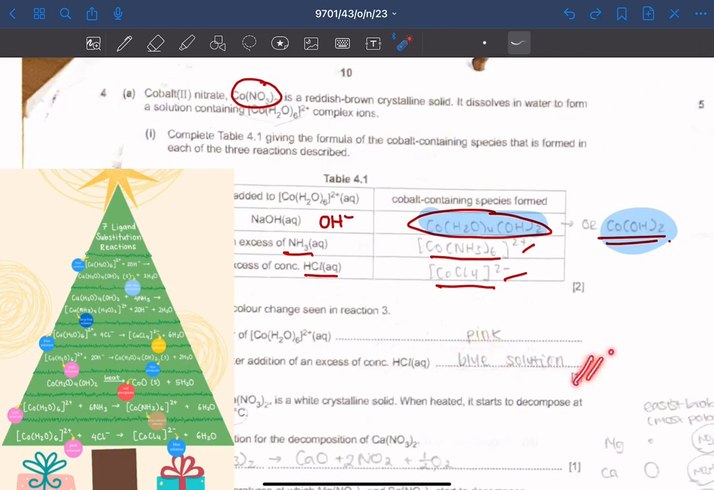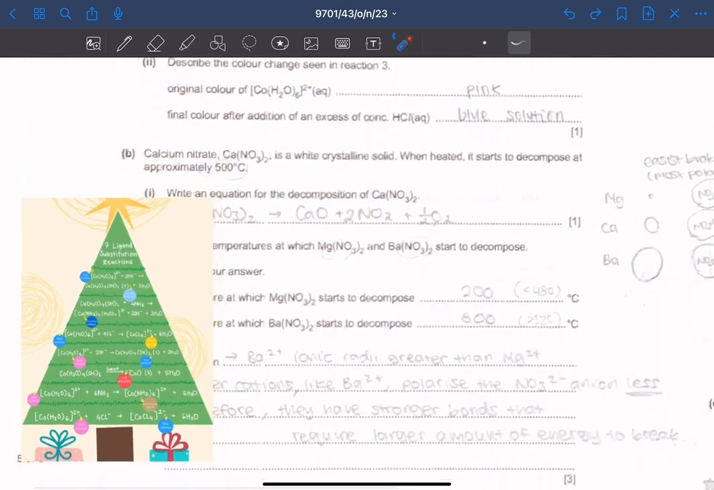This is memorization as written in the Christmas tree.